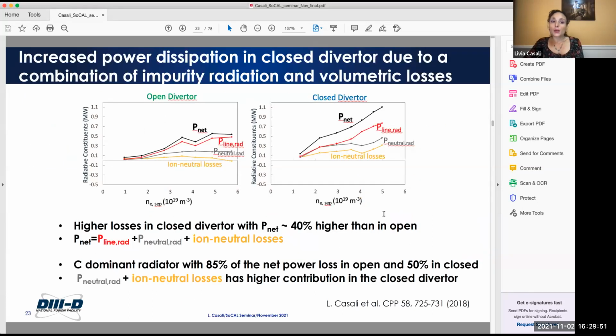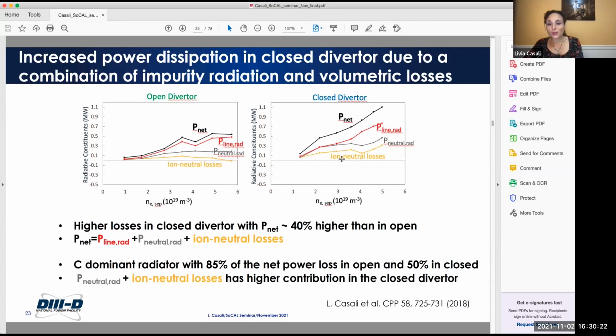Now, the increased power dissipation in the closed divertor is due to a combination of impurity radiation and volumetric losses. I'm showing the open divertor on the left and the closed divertor on the right. And we can notice that in the closed divertor, we have a higher P net, which is almost 40% higher than in the open divertor.